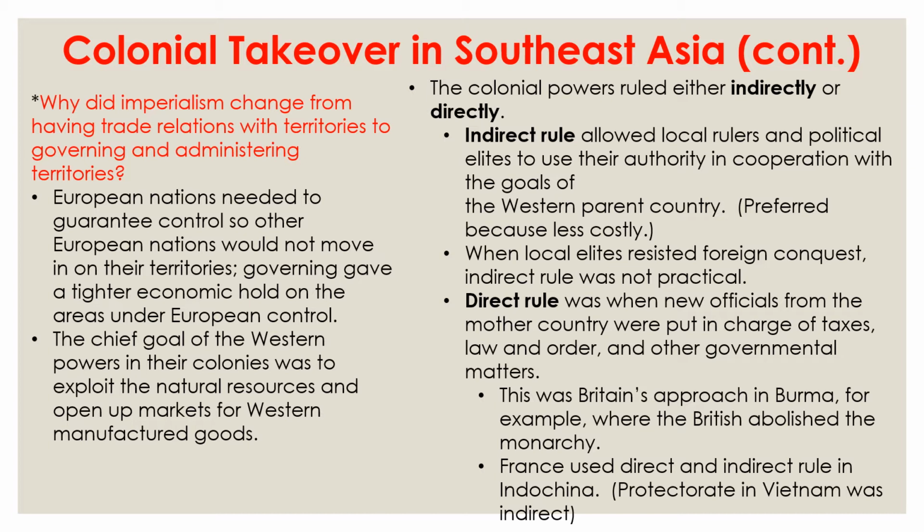Direct rule was when the new officials from the mother country or the conquering country were put in charge of everything, including taxes, law and order, and other government matters. This ultimately was Britain's approach in Burma, for example, where the British abolished the monarchy there and took over. France used direct rule and indirect rule in parts of their empire in Indochina.